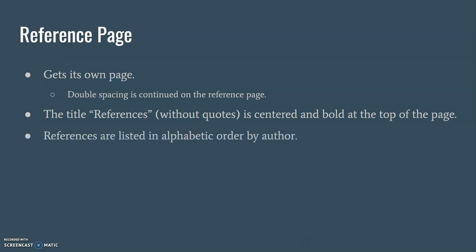Your references that you list will be in alphabetical order by author. If there is no author, then you use whatever is in the author's place for that reference to order it in alphabetical order. Numbers and symbols would be ordered at the top.